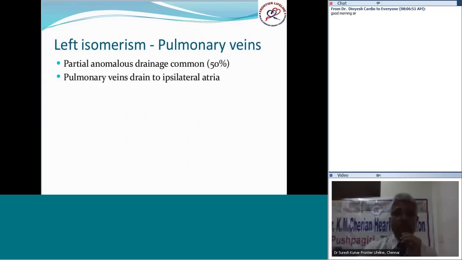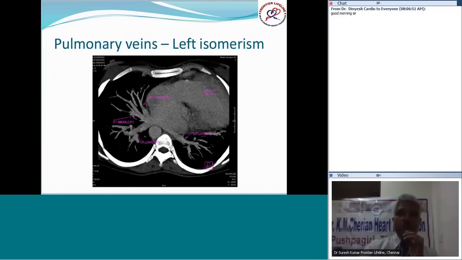Pulmonary veins, partial anomalous drainage is common. What happens is that the pulmonary veins drain to ipsilateral atria, which means the right-sided pulmonary veins are going to the right side of the atrium and the left-sided pulmonary veins to the left side. This is what is meant by that.